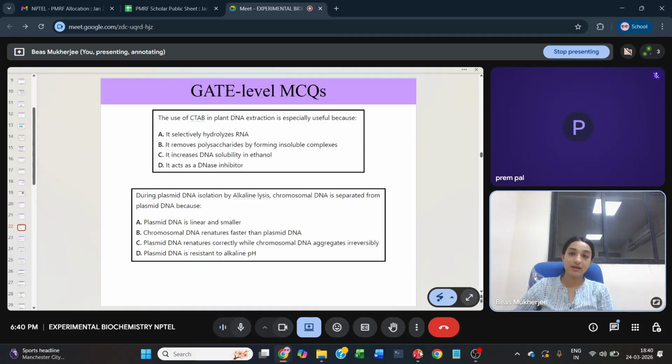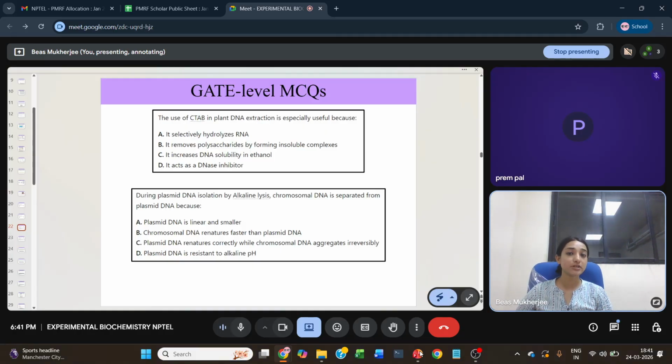Okay, right. The use of CTAB in plant DNA extraction is especially useful because it hydrolyzes RNA, removes polysaccharides by forming insoluble complexes, decreases solubility of DNA in ethanol, or acts as a DNase inhibitor.